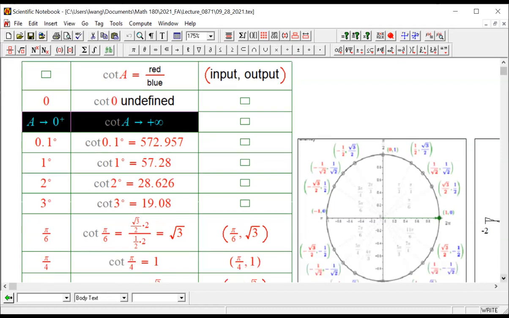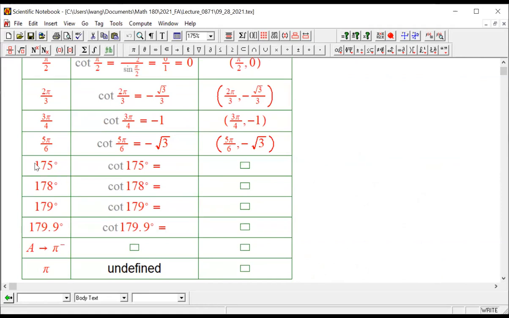Okay, great. So now we're approaching pi. I'm using the degrees, which most of you like to use, right? So what happens as we're getting closer and closer to pi, which is 180 degrees? It becomes negative. Excellent. We have negative values. Cotangent of 178 is negative 28.636.